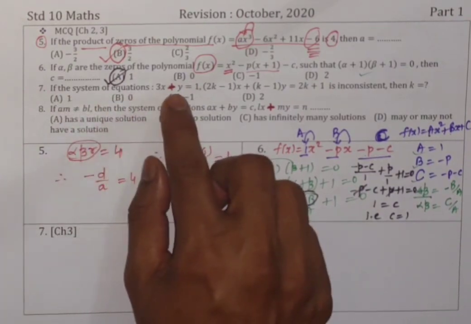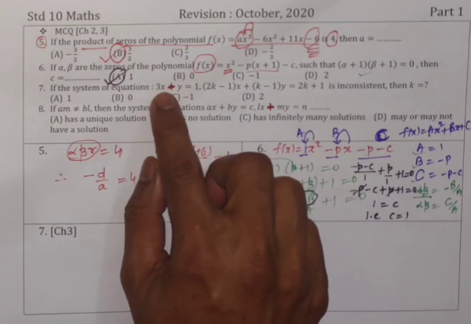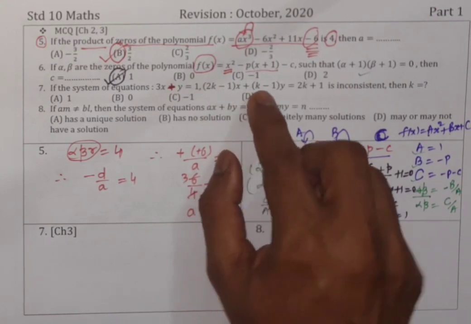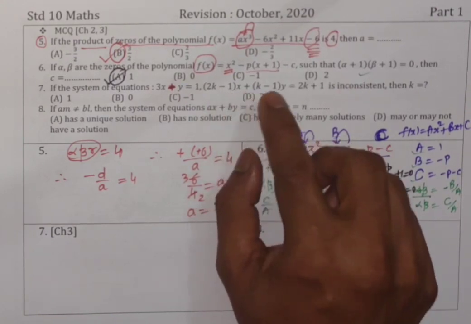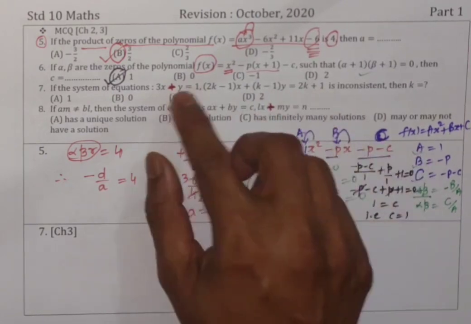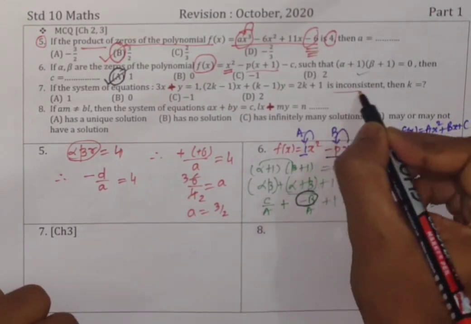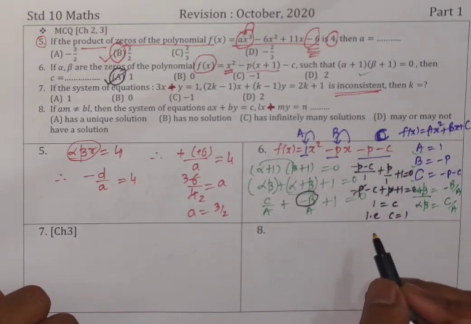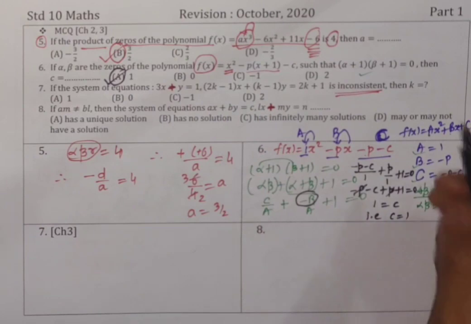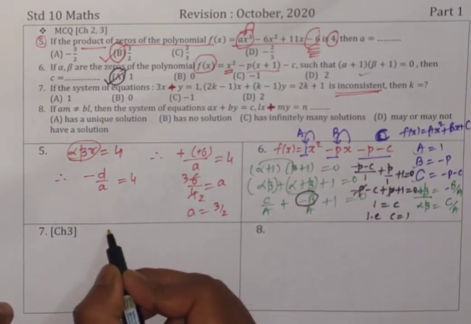If a system of equations 3x plus y equal to 1, this is one linear equation in two variables x and y, and 2k minus 1 into x plus k minus 1 into y, x term, y term, is equal to some constant. Alright, so we have a pair of linear equations whose solution is inconsistent. That means no solution. This pair of equations has no solution. Then what is k? Children, I will show you an idea, remember it.